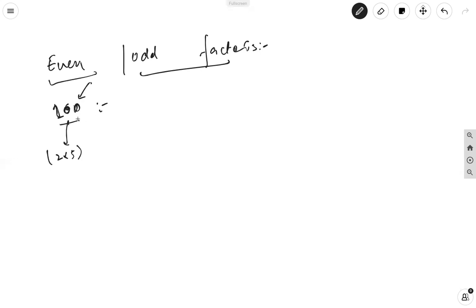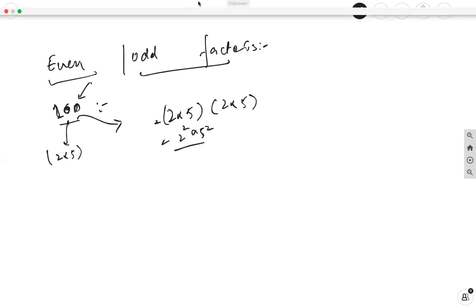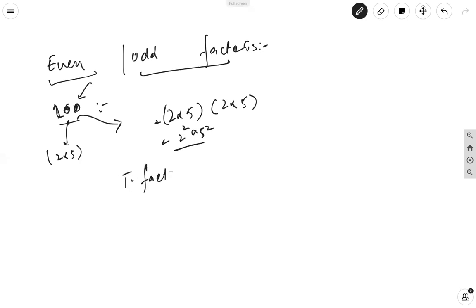Okay, first prime factorize 100. This is 2 into 5 into 2 into 5, so this is 2 square into 5 square. The answer would be 9. Yes, 9. You're asking about the total factors: 2 plus 1 times 2 plus 1, that is 9. Yes, that's right.